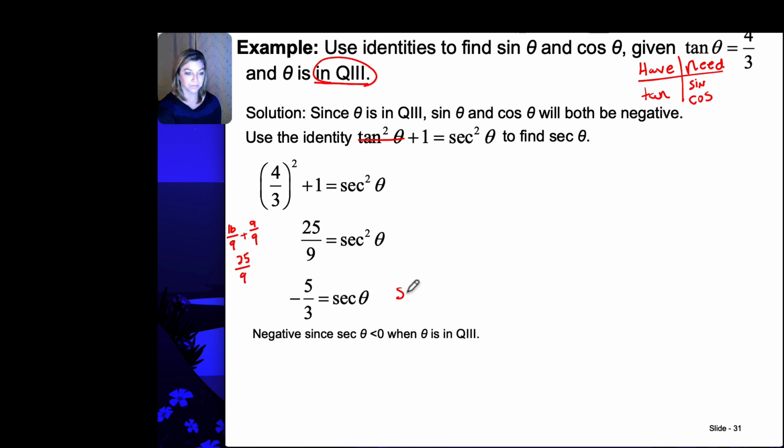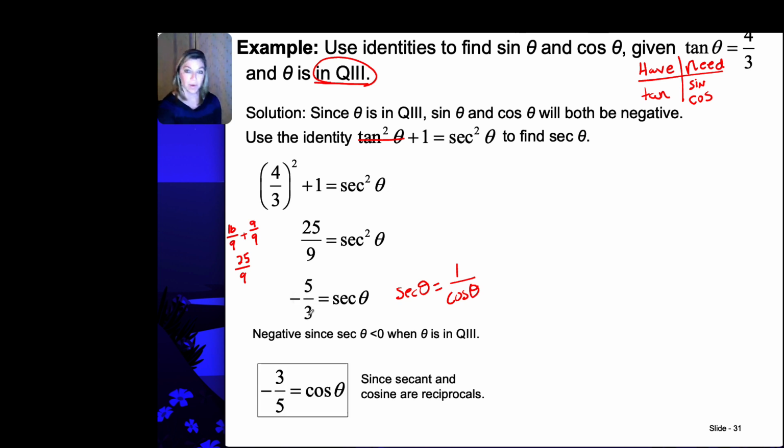Okay, now if we use our second identity, which is that reciprocal, that was secant of theta is equal to 1 over cosine of theta. Plugging in our negative 5/3 for secant being equal to 1 over cosine, it's just going to be the reciprocal of our negative 5/3. So it's going to be negative 3/5. So our answer is cosine of theta equals negative 3/5, and that was using the reciprocal identity.